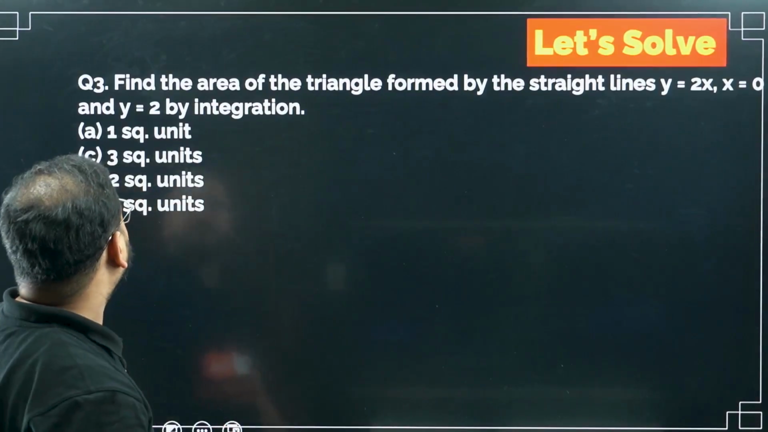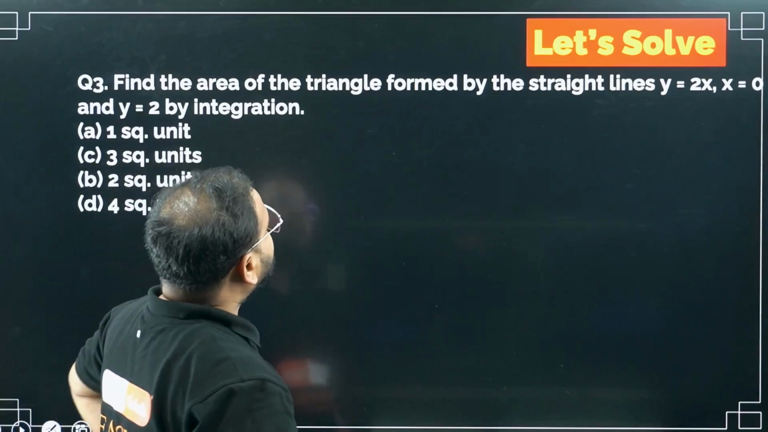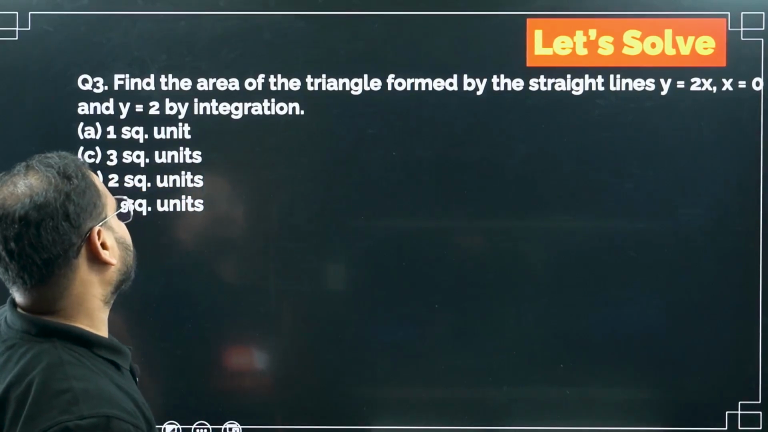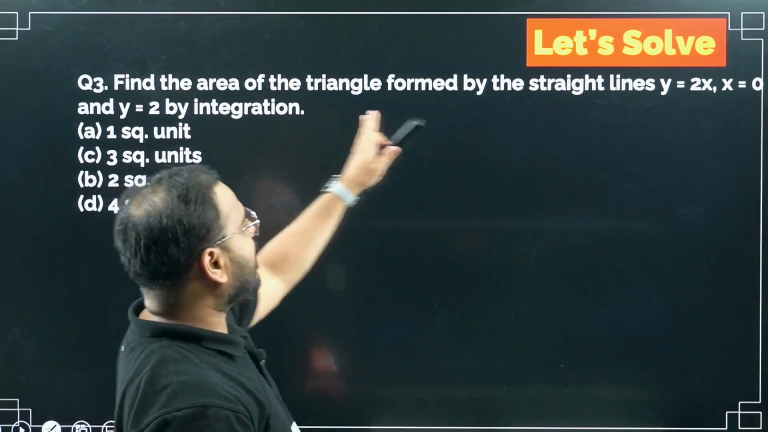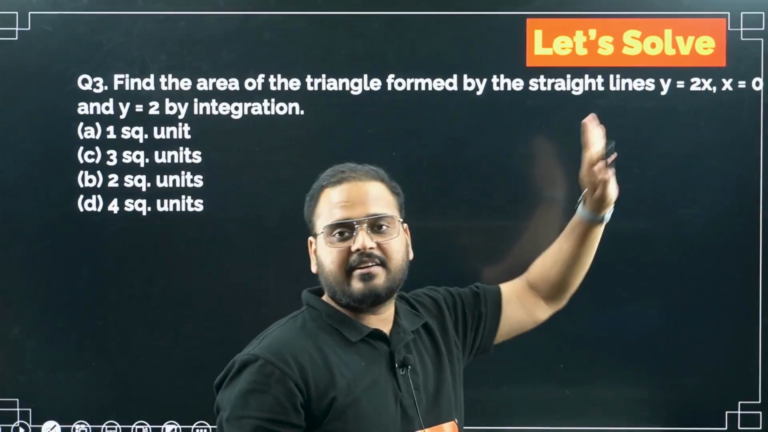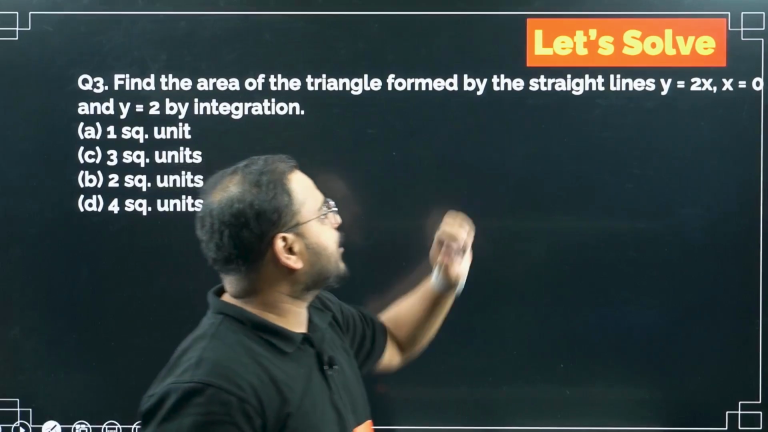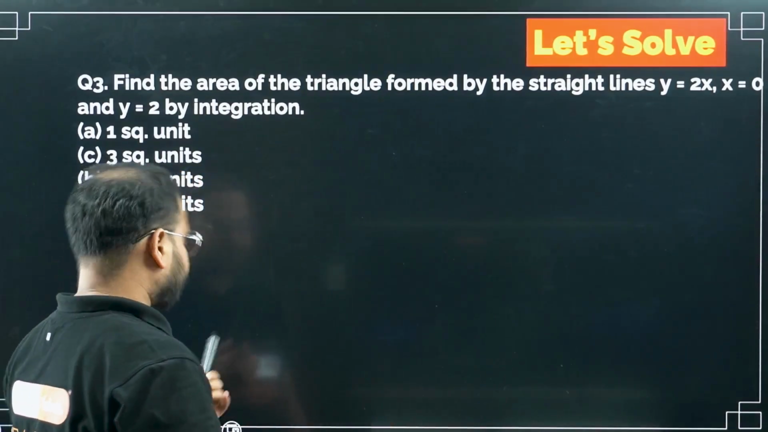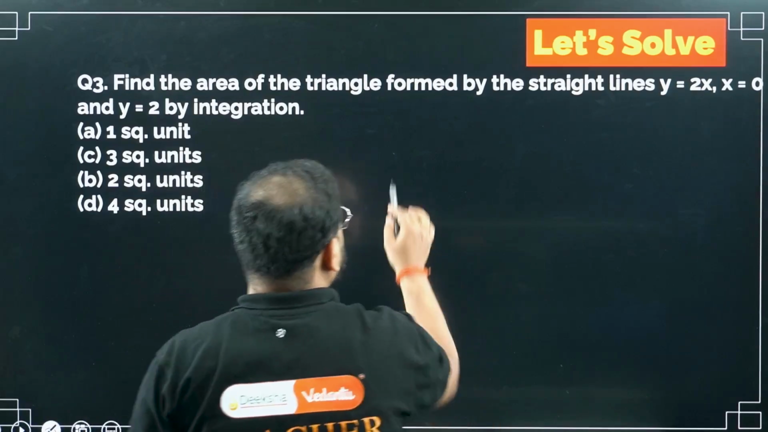Moving on to question number 3. Find the area of the triangle formed by the straight lines y equal to 2x, x equal to 0, and y equal to 2, by integration. So basically they're saying that if you draw these curves, you're going to get a triangle somewhere. Try to find the area enclosed by this triangle by these straight lines. Let's draw the coordinate axis first.